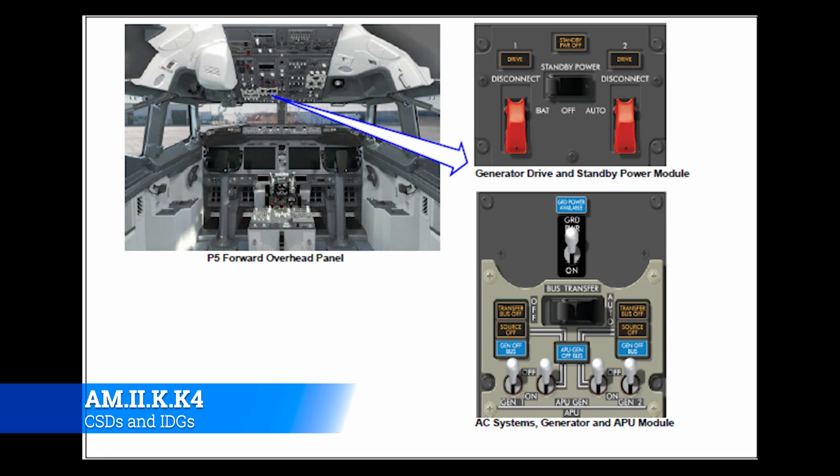Standby power is kind of a last ditch effort. If something goes wrong, you can turn standby power on, and it should always be set to auto, so it should automatically kick on. If the plane senses that, hey, look, a battery has failed or an IDG has failed or something like that, the standby power has a sensing circuit that will say, "Hey, look, power is dropping off. We're going to turn this on."